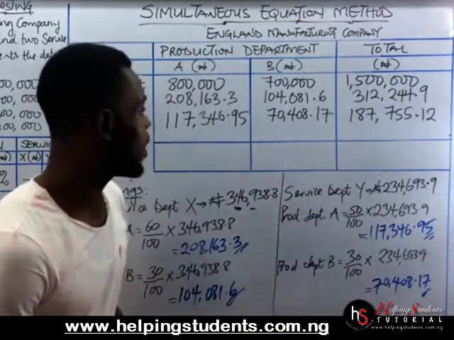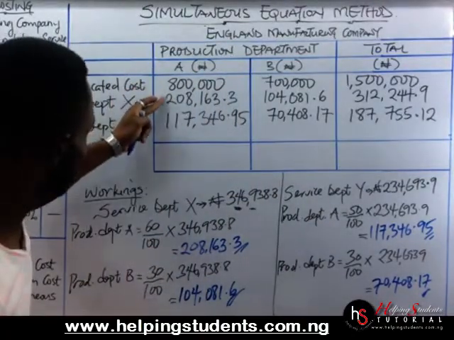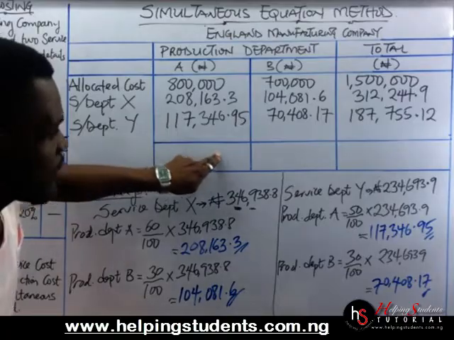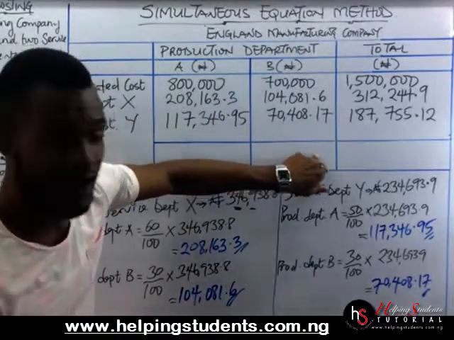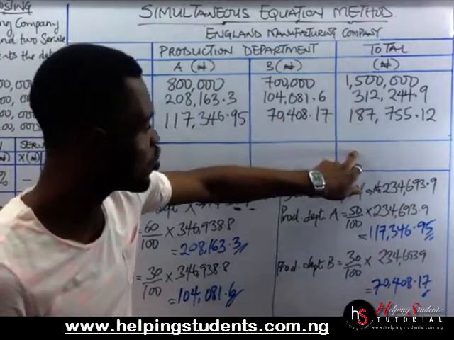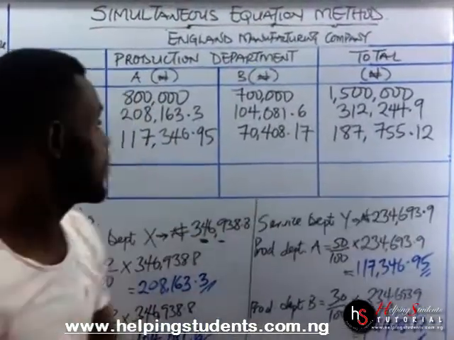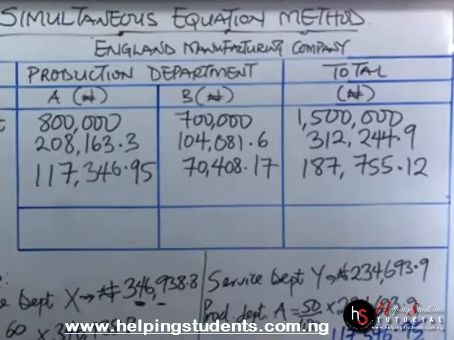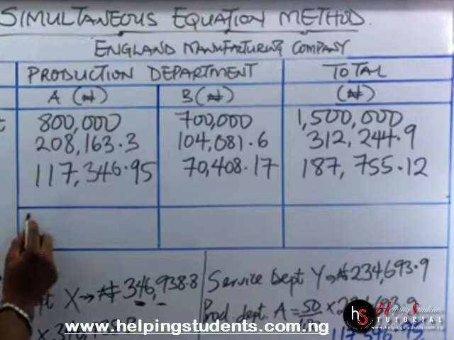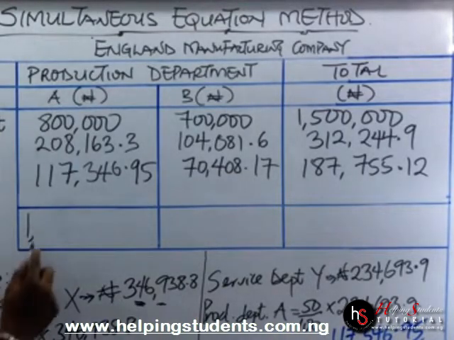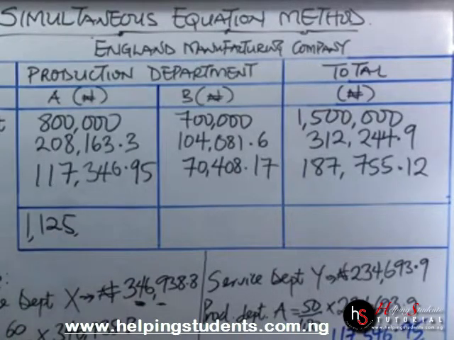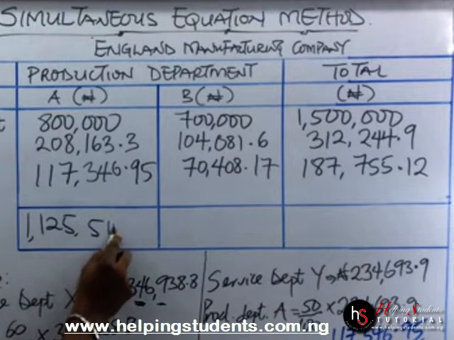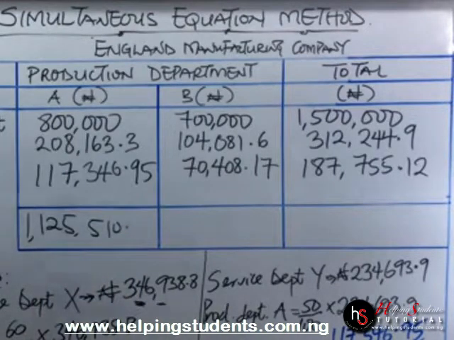Okay. Now the next thing we are going to do here is to get the total. And how do we go about it? We sum everything we have under production department A. We have the value. We sum these values. We also have the final total. Then we sum this one to give us the grand total. Okay. So when we add up these three values, it gives us 1,125,510.25.